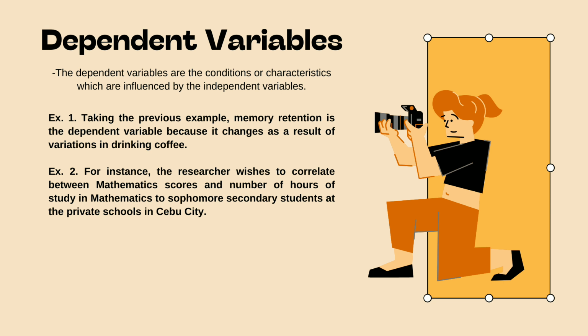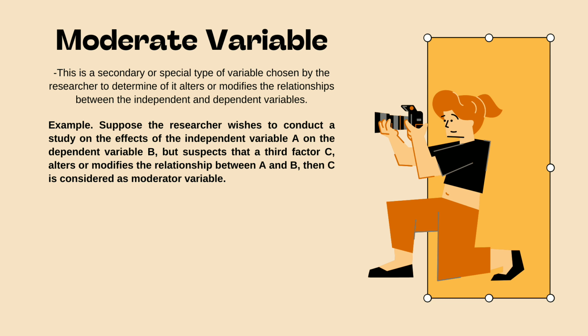For examples, example number 1, taking the previous example. In the previous example of the independent variable, our dependent variable is the memory retention because it changes as a result of variations in drinking coffee. Example number 2. For instance, the researcher wishes to correlate between mathematics scores and number of hours of study in mathematics to sophomore secondary students at the private schools in Cebu City. So our dependent variable is the mathematics scores because it is the response variable where all changes when the independent variable, number of hours of study, varies. Next, moderate variable.